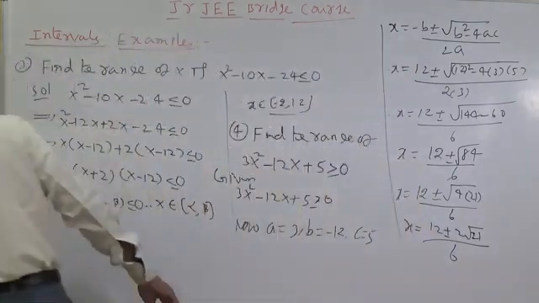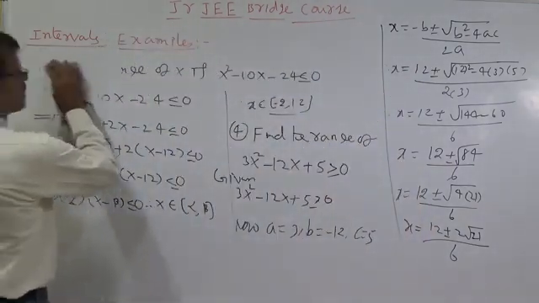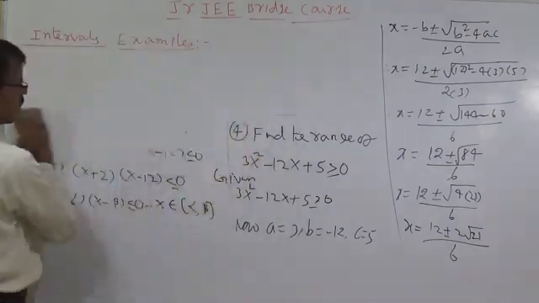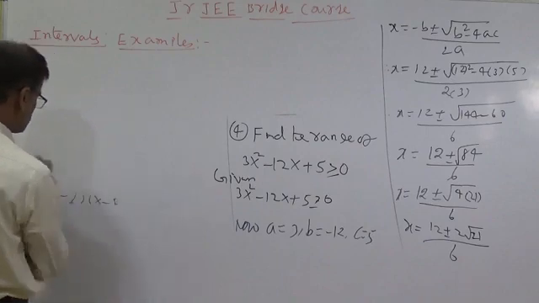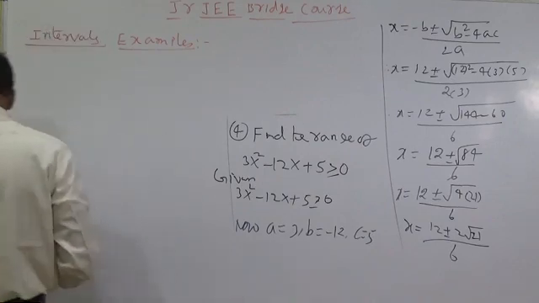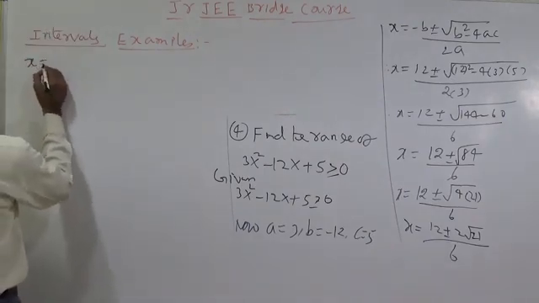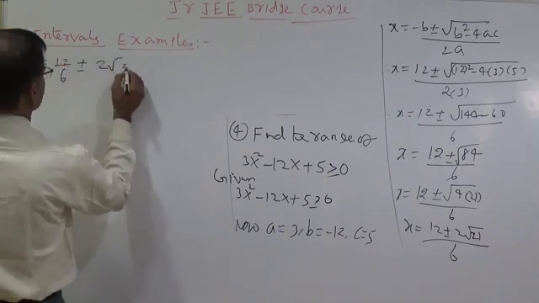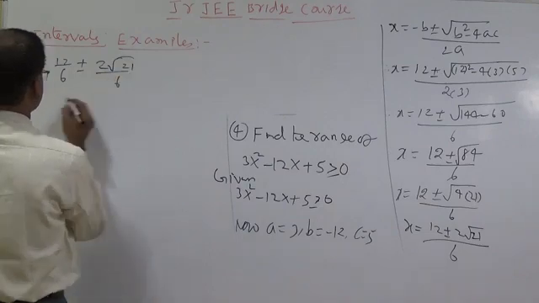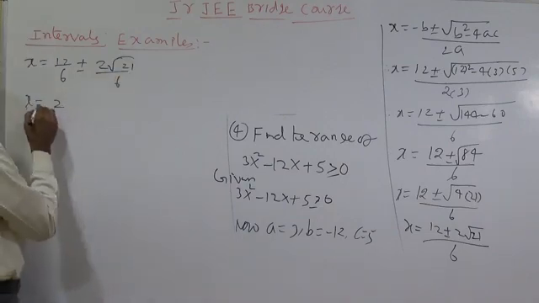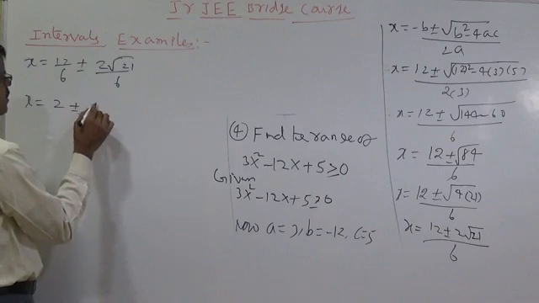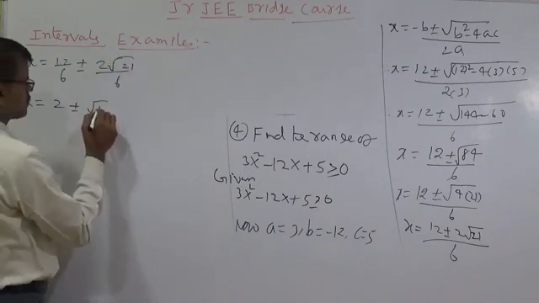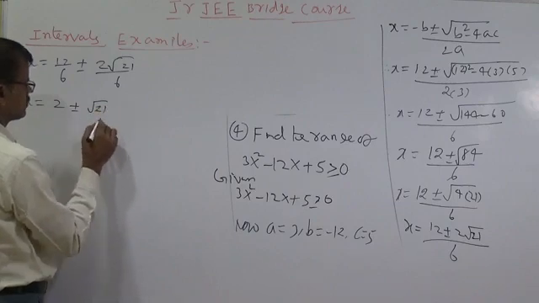Now let us continue here. The value we got is x is equal to 12 plus or minus 2 root 21 whole by 6. You can write x is equal to 12 by 6 plus or minus 2 root 21 by 6. You can write here x is equal to 2 plus or minus root 21 by 3 here.